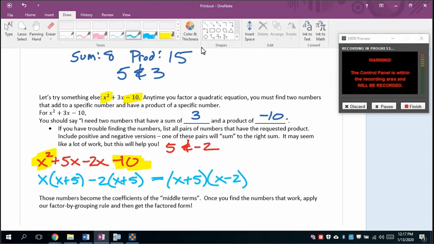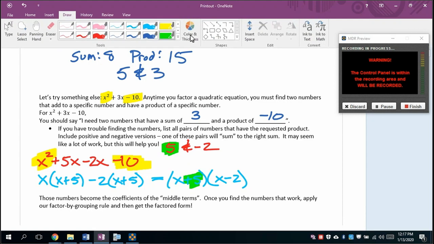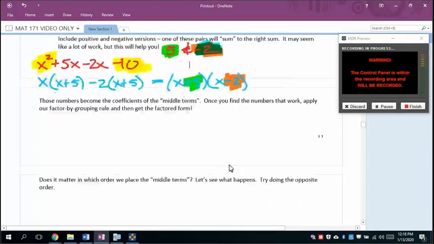Now, here's something else, and this only works for trinomials with a leading term of 1. 5, that became x plus 5. Poor highlighting, I know. And then the negative 2, I'm actually going to use a different color. Yeah, there we go. Negative 2, that will go here. And again, that only works if the coefficient is 1.